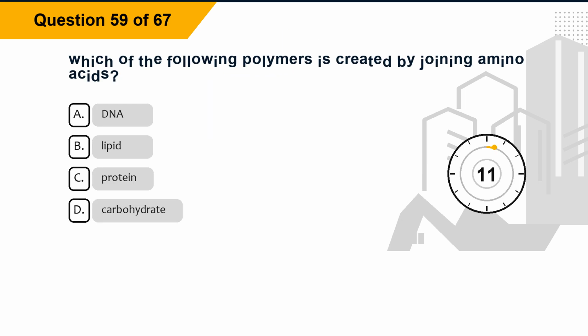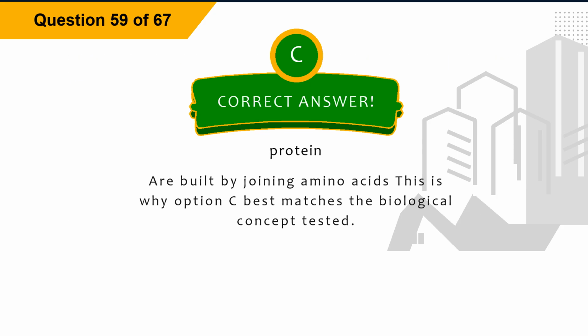Question 59. Which of the following polymers is created by joining amino acids? Option A, DNA. Option B, lipid. Option C, protein. Option D, carbohydrate. The correct answer is option C, protein. Explanation: Proteins are built by joining amino acids. This is why option C best matches the biological concept tested.